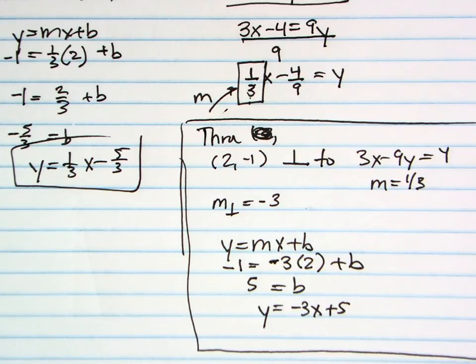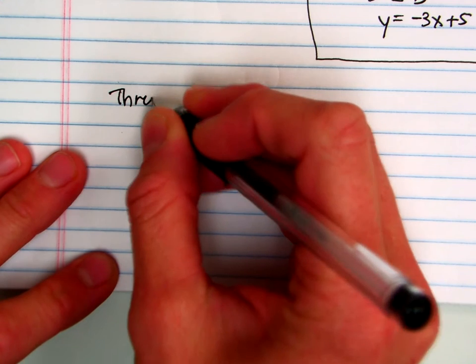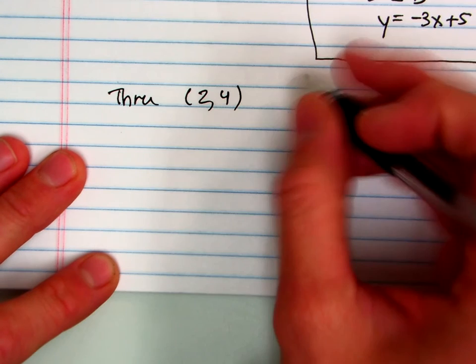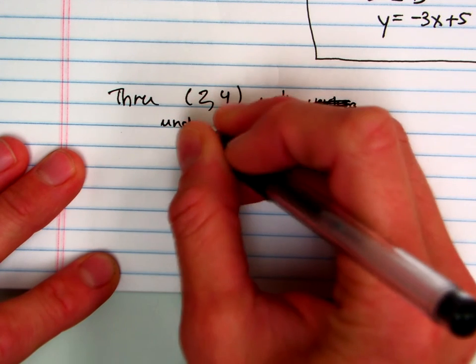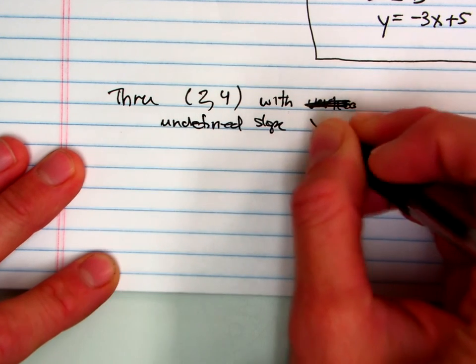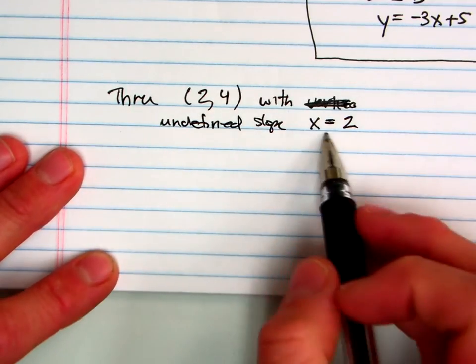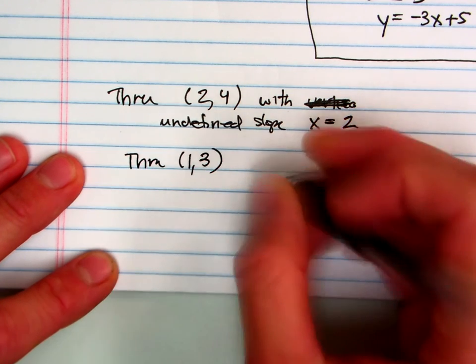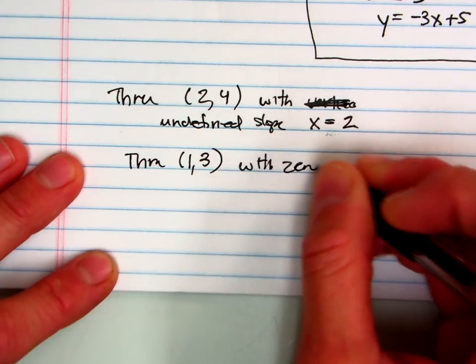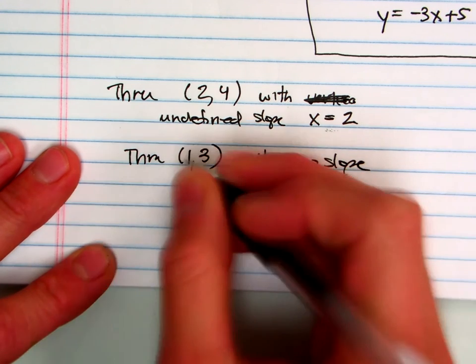We didn't touch on vertical and horizontal lines yet, so let's touch on that for 1 second. If I want to find the equation of a line through 2, 4 with vertical, or I would say with undefined slope, that would be x equals 2, because an undefined slope has a line of the form x equals. I could say through 1, 3 with 0 slope, then that would be y equals a number, so y equals 3 in this case.